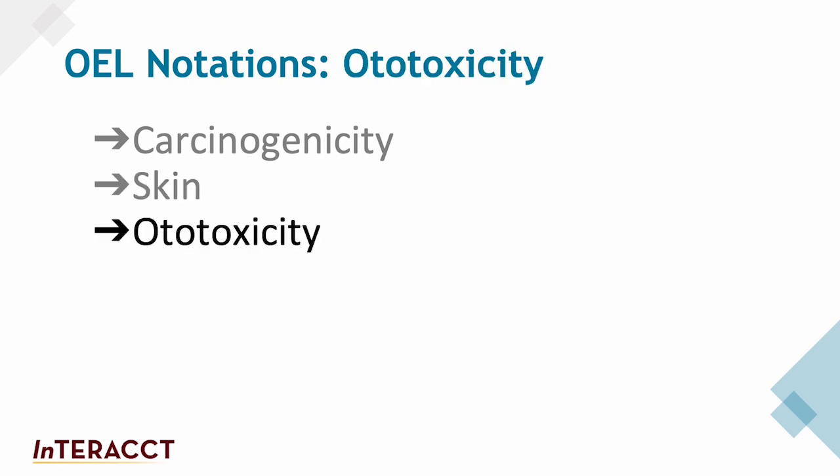An ototoxic chemical can cause hearing impairment by traveling through the blood to the inner ear, damaging parts of the inner ear and neural pathways. An ototoxicity notation is used to indicate that particular attention should be paid to noise exposure and monitors workers' hearing loss.